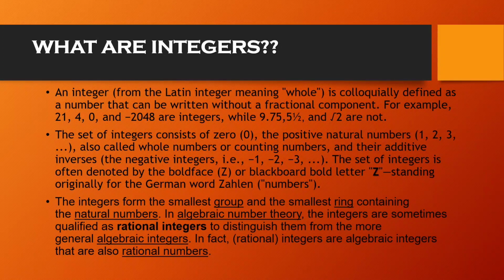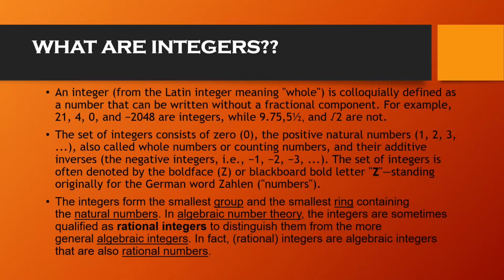This set of integers consists of 0, which is a neutral number, as I told you, the positive natural numbers, which are 1, 2, 3, etc., which are also called whole numbers, and the additive inverses, that is the negative integers, minus 1, minus 2, minus 3, etc. This set of integers is often denoted by the boldface Z or blackboard bold letter Z, standing originally for the German word Zahlen, which means numbers.